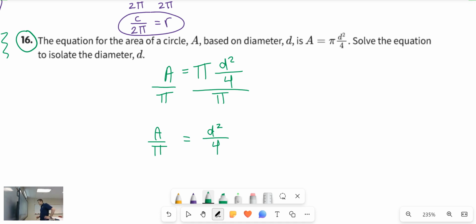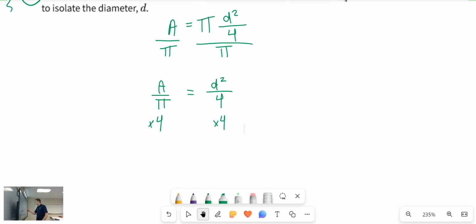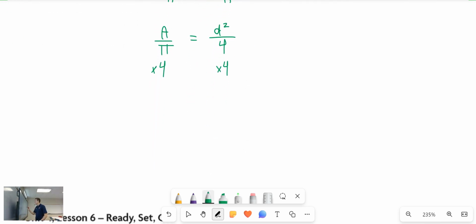Okay. Now it looks like the next thing we have to do is move that 4 to the other side. So we're going to multiply both sides by 4. Times 4 and times 4. So we now have 4a divided by pi. 4 times a divided by pi is equal to, and it should just be d squared.